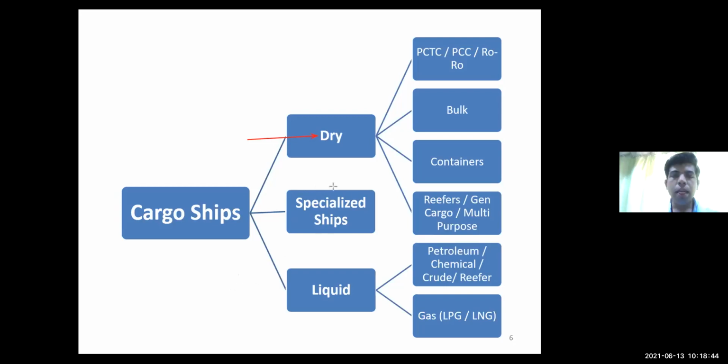Now the second type is specialized ship. Now what are these specialized ships? There is something called a heavy lift carrier. Mostly this heavy lift carrier comes into these specialized ships, and they are also called MPVs. MPVs means multi-purpose vessel. I'll also show you some photographs of these MPVs.